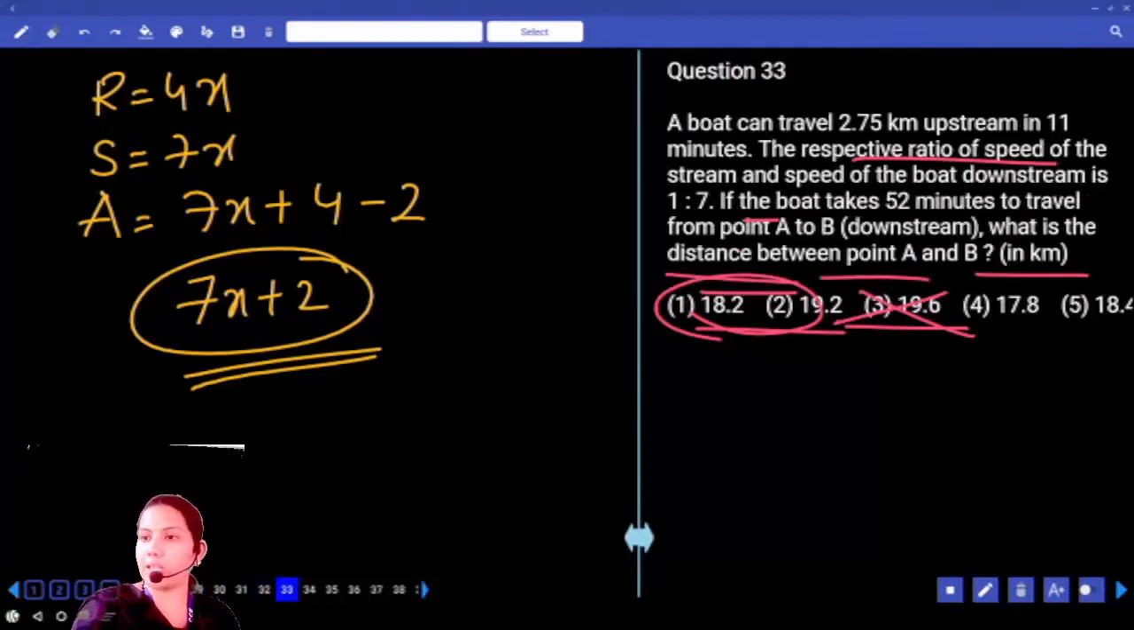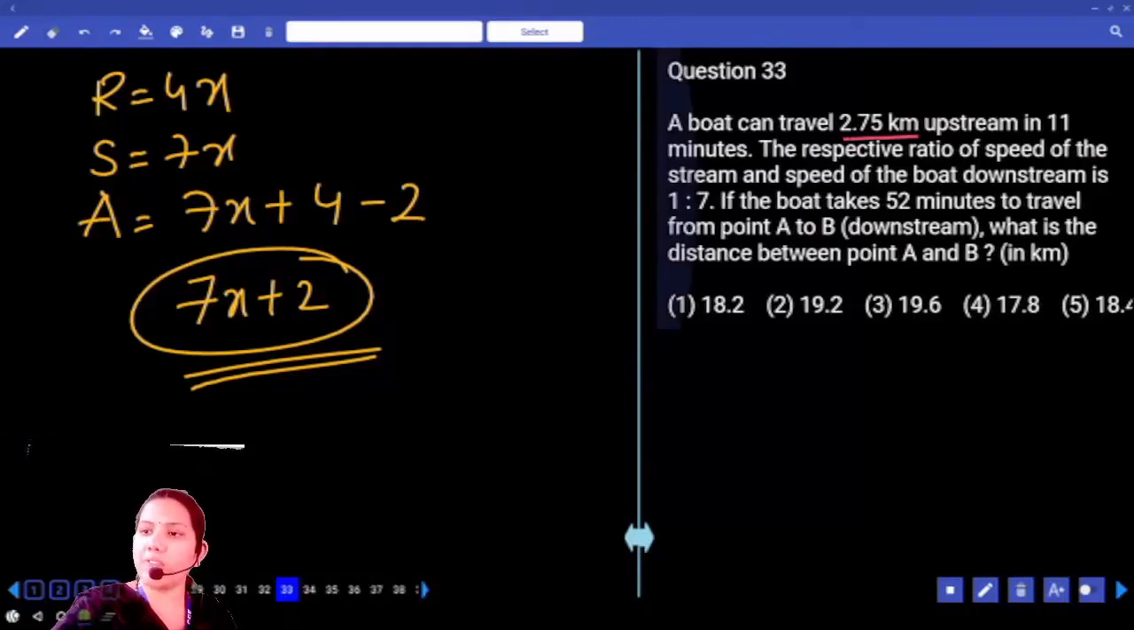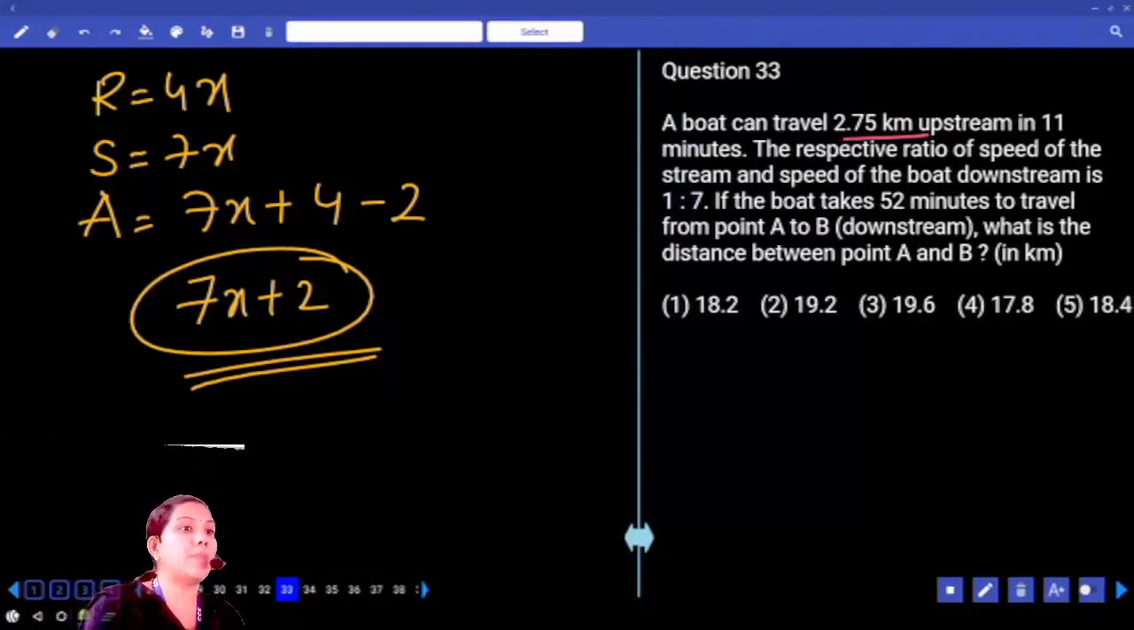Next, question number 33. A boat can travel 2.75 kilometers upstream in 11 minutes. The respective ratio of the speed of the stream and the speed of the boat downstream is 1:7. If the boat takes 52 minutes to travel from point A to B, what is the distance between point A and point B?